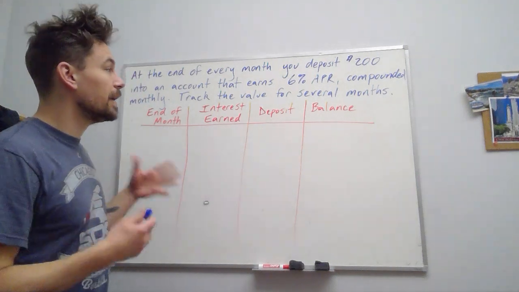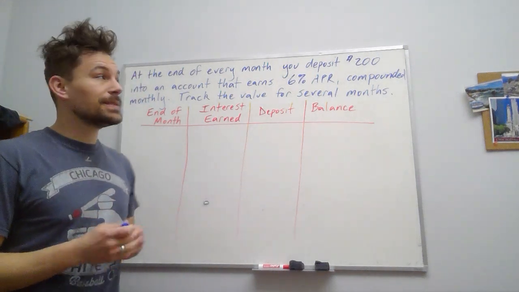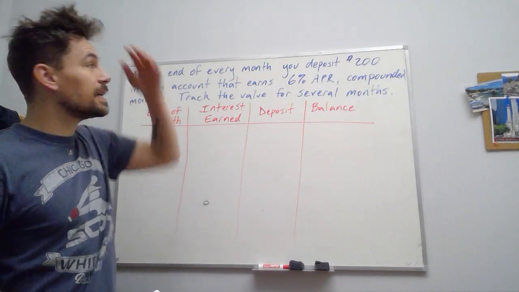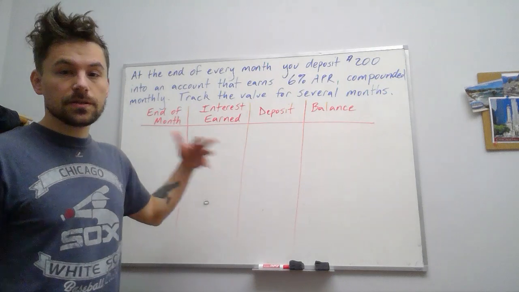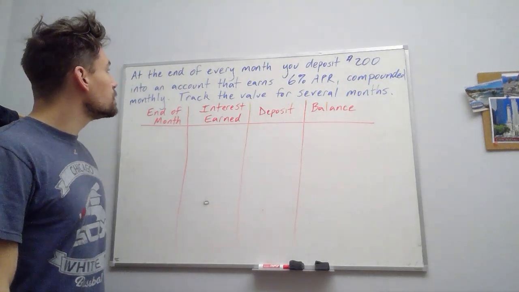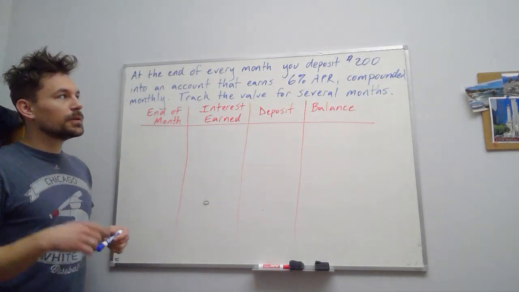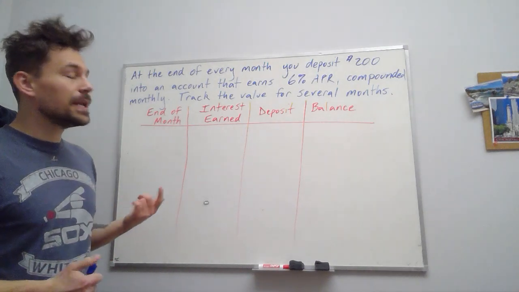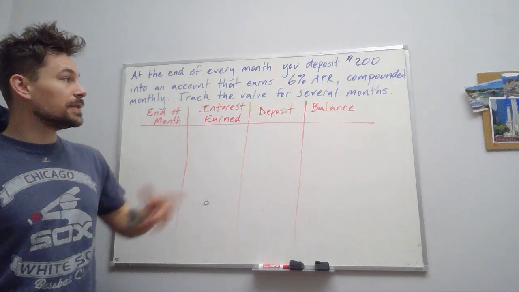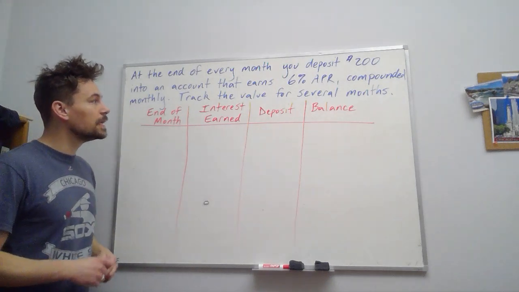Looking at what happens if we make regular deposits into an account, in this case at the end of the month. Of course, you can make them at the beginning of the month; that just changes the mechanics a little bit. So in this case, at the end of every month, we're depositing $200 into an account that earns 6% APR, but this is going to be compound interest. So we're going to compound monthly.